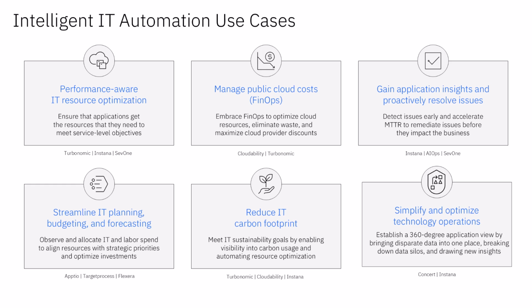IBM Apptio unifies financial and operational data into an industry-standard taxonomy of cost categories and hierarchies. Target Process is an enterprise agile planning tool for data-driven investment prioritization. It helps to dynamically manage work, resources, and portfolios and keep them continuously aligned to strategy.